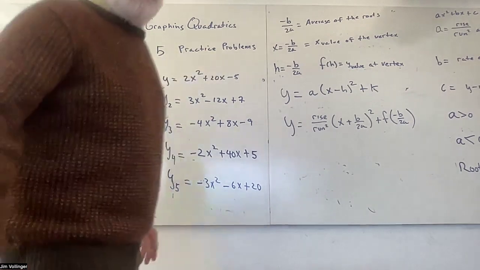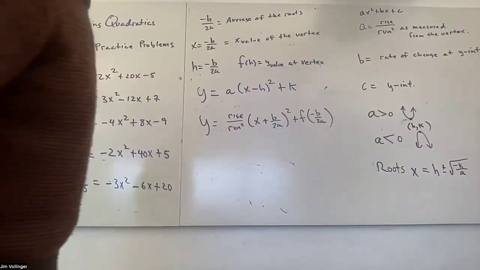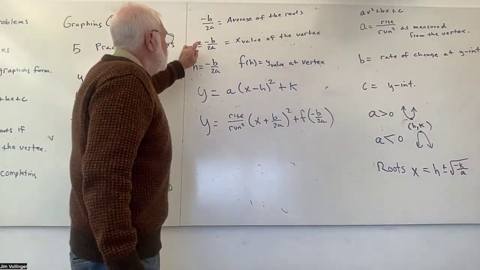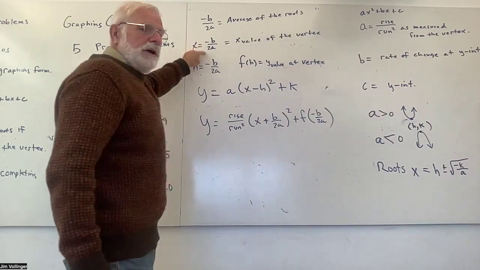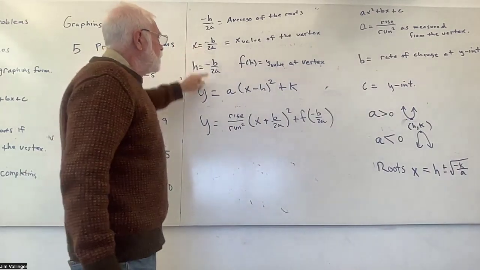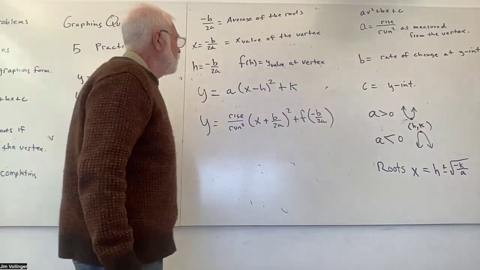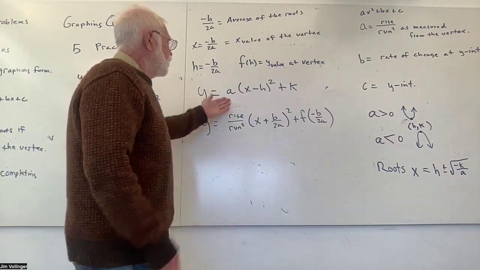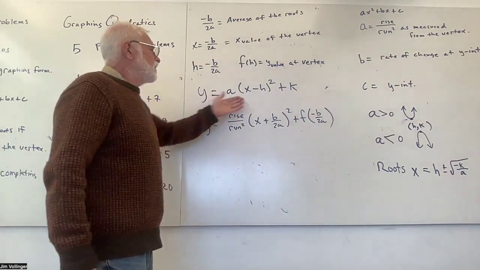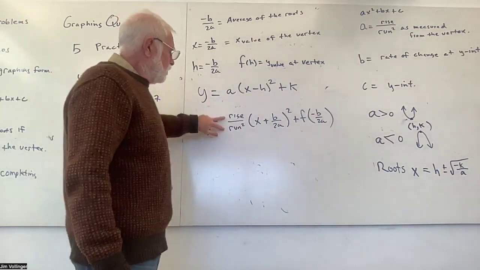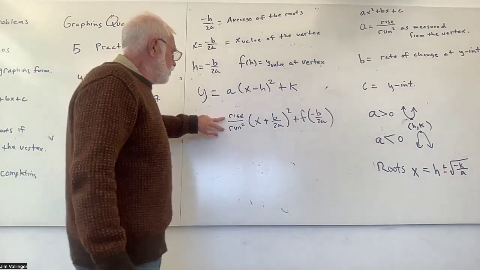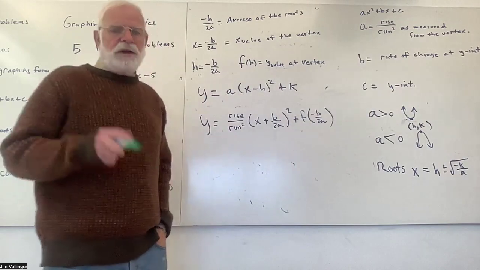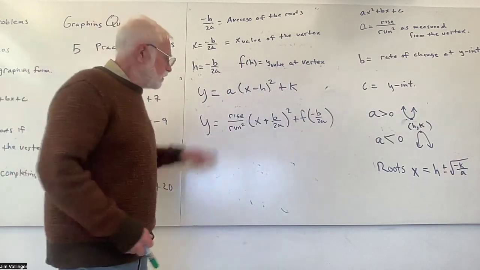Minus b over 2a is the average of the roots of a quadratic. It's also going to become the x value of the vertex, so we can find it really quickly and easily. And f of minus b over 2a will get you the y value. Once you have the vertex, you can put it in graphing form, a times x minus h squared plus k. And a little known fact, the a term of a quadratic is rise over run squared as measured from the vertex. We can check the a term so that you get a little handle of that.